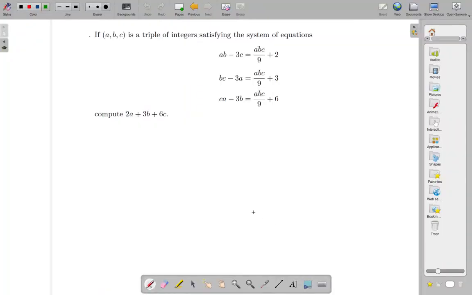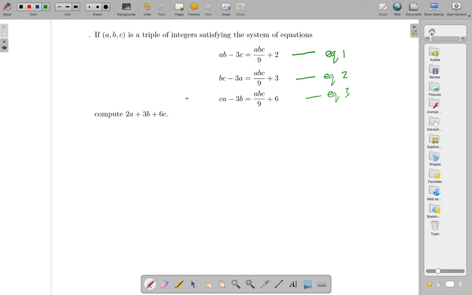If a, b, c is a triple of integers satisfying the system of equations, this is equation 1, this is equation 2, and this is equation 3. Compute 2a plus 3b plus 6c.